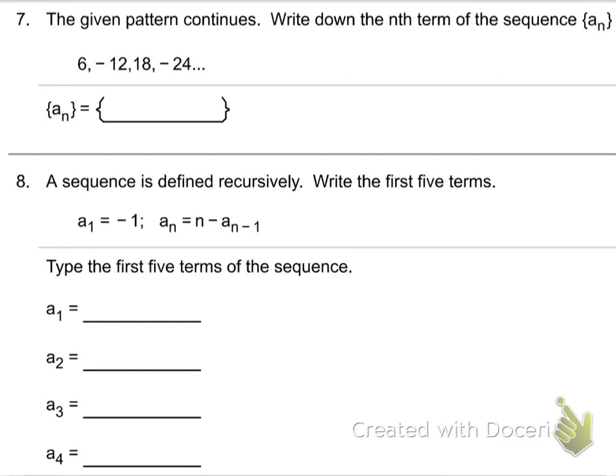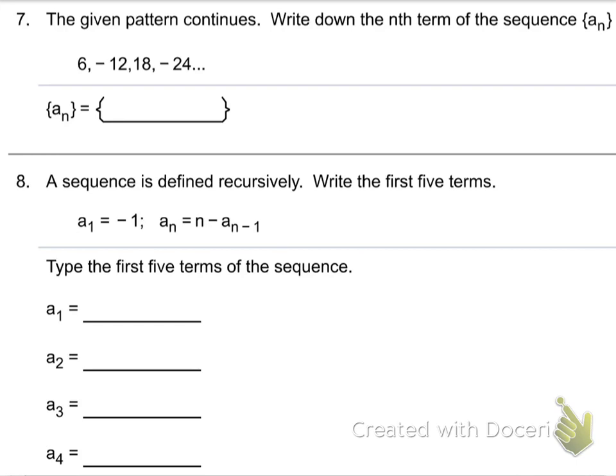Okay, so here we are, number 7. The plan today is to finish 12.1 and then 12.2. The pattern continues. So 12.1 is the intro to sequences and series, and we're looking at this pattern.